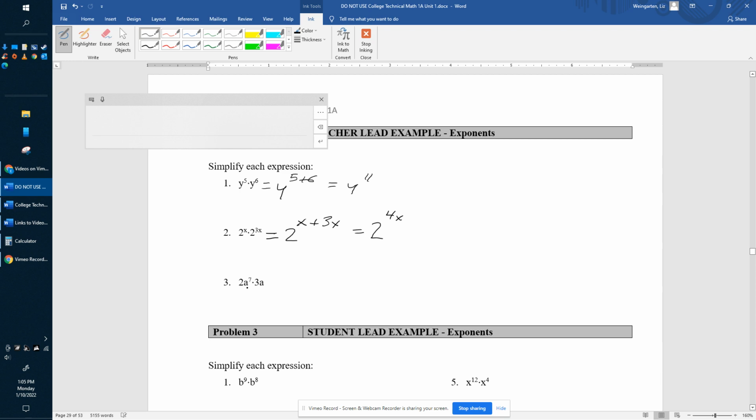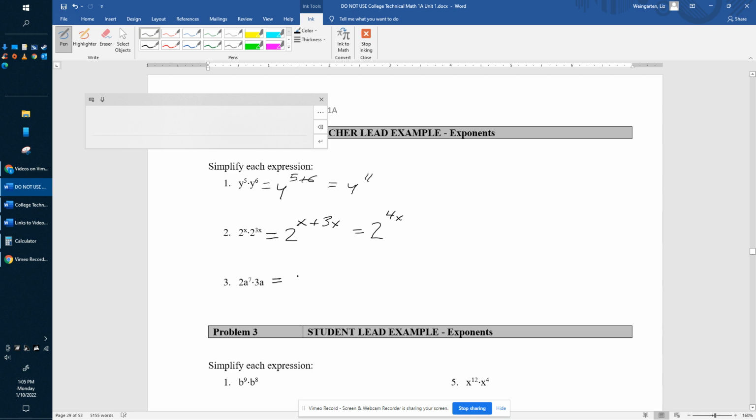Let's look at our final example. At first glance, it doesn't look like our bases are the same. We have 2a to the 7th times 3a. However, there are no parentheses around the 2a or the 3a, so we can use the commutative property and move stuff around.